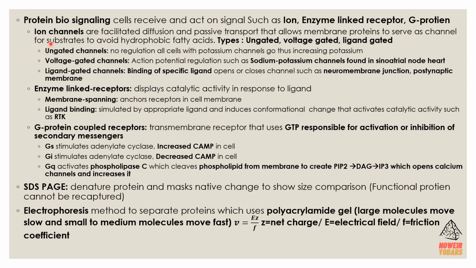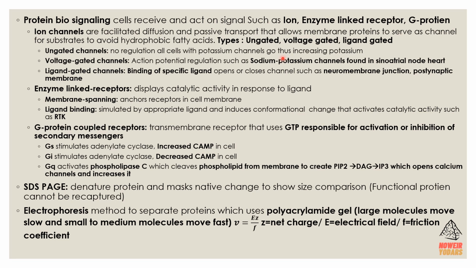Next, we have the protein biosignaling. They are cells that receive and act on a signal, such as ion channels, enzyme-linked receptors, and G protein. So ion channels are facilitated diffusion and passive transport that allows membrane proteins to serve as channels for substrate to avoid hydrophobic fatty acids.